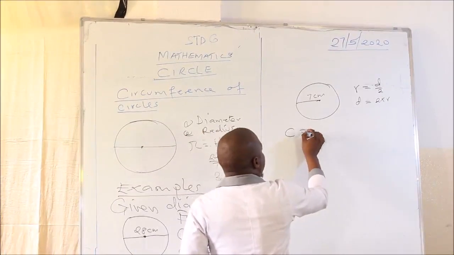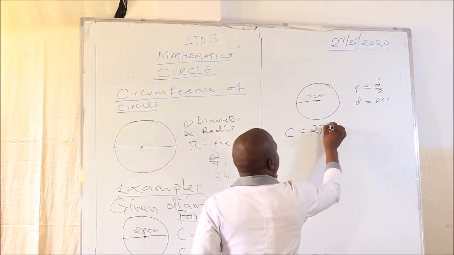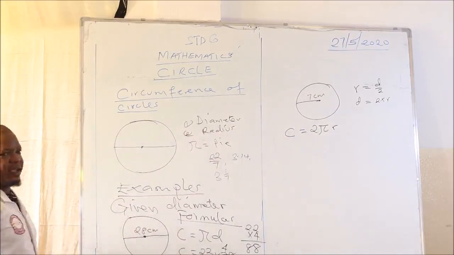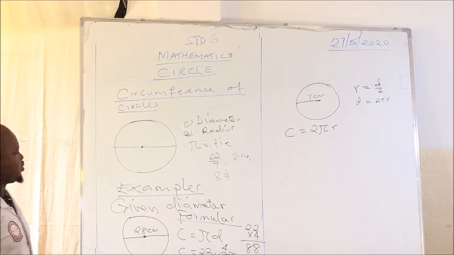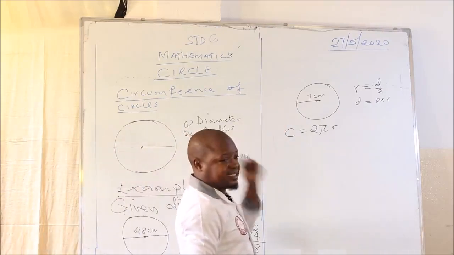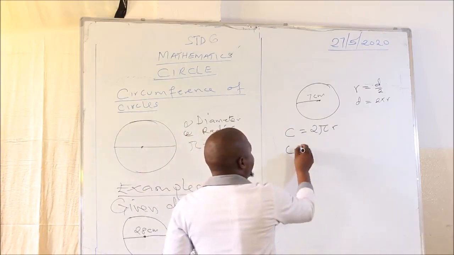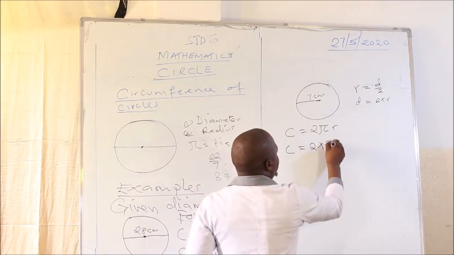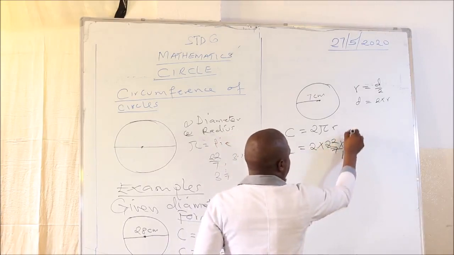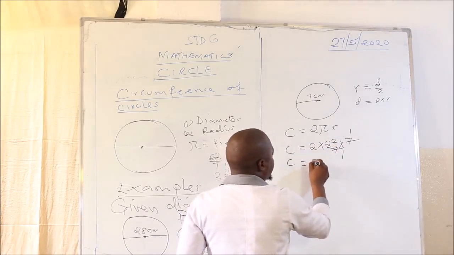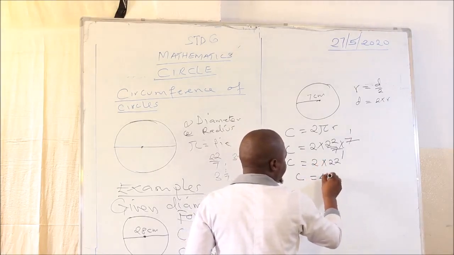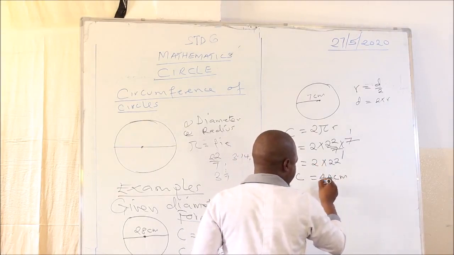Formula: circumference is equal to 2 pi r. Now, in our case here, we are given the radius as 7. Therefore, circumference will be 2 times 22 over 7 times 7. 7 here 1, 7 here 1. Then circumference is equal to 2 times 22. Circumference is equal to 44 centimeters.